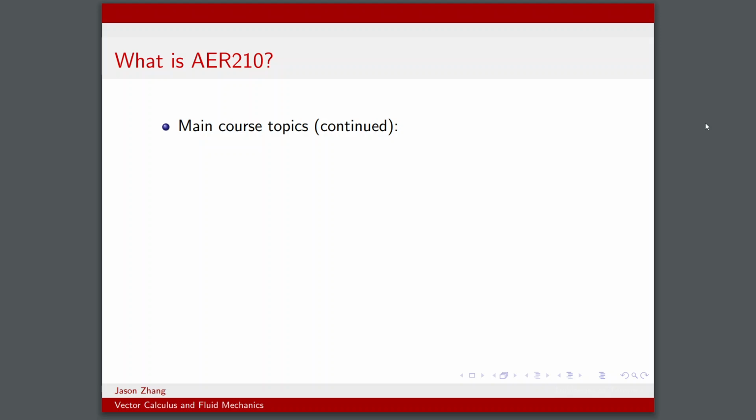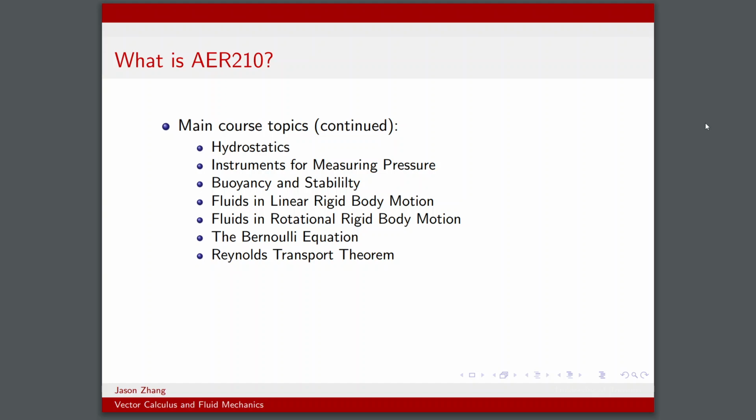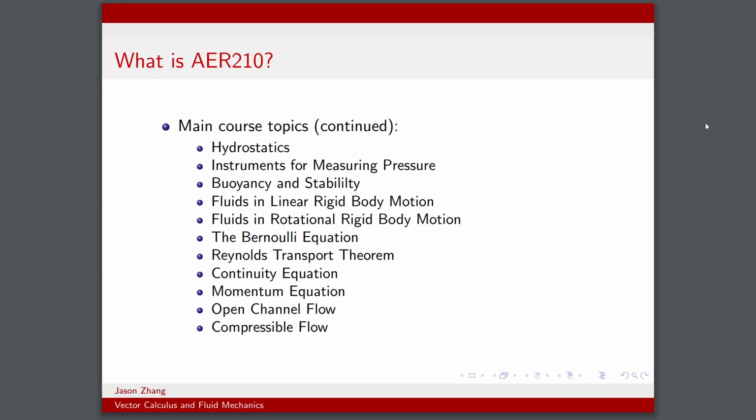And in the second half of the class, in the fluid mechanics section, we started off by learning about hydrostatics. Then we learned about different instruments for measuring pressure, buoyancy and stability, fluids in linear rigid body motion, in rotational rigid body motion. We learned about the Bernoulli equation, Reynolds transport theorem, the continuity equation, the momentum equation, as well as some open channel flow, and a little bit about compressible flow.